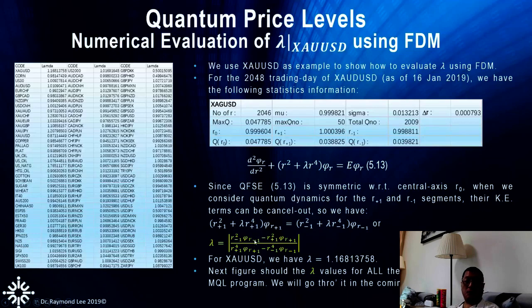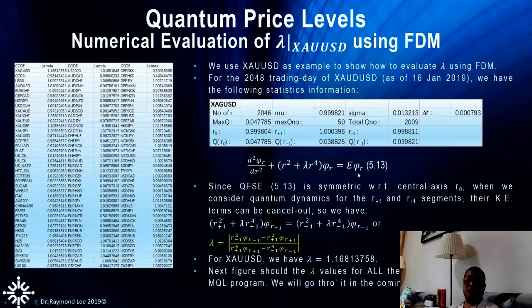The phi R1, R plus 1, and R minus 1 we have. The R itself in 2 parts also we have. And the second order and fourth order, you just do the calculation. So all this we can find. So by doing this, we can calculate the lambda is 1.168, and 13758. So of course it is the golden ratio, right?